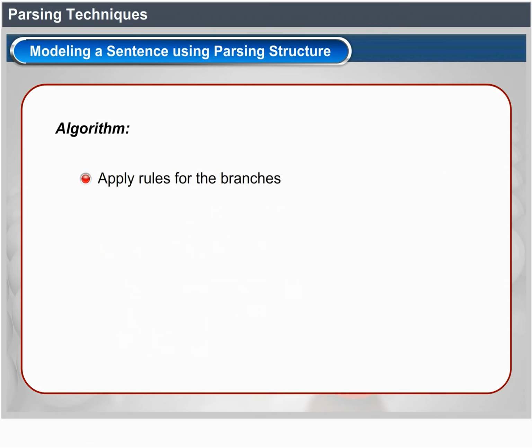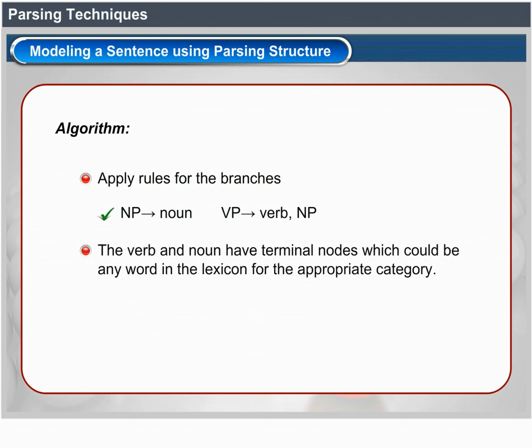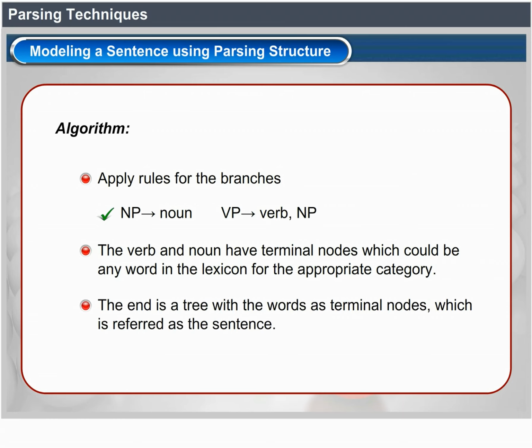Apply rules for the branches. NP implies noun, VP implies verb, NP. The verb and noun have terminal nodes which could be any word in the lexicon for the appropriate category. The end is a tree with the words as terminal nodes, which is referred to as the sentence.